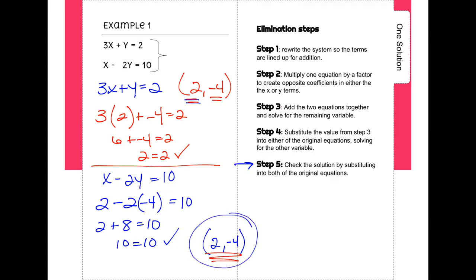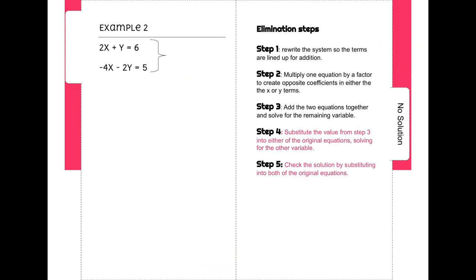And this is what elimination looks like when we have one solution. Let's take a look at another type. Here we have an example of a system that will give us no solution. And let's see what that looks like when we solve by elimination.